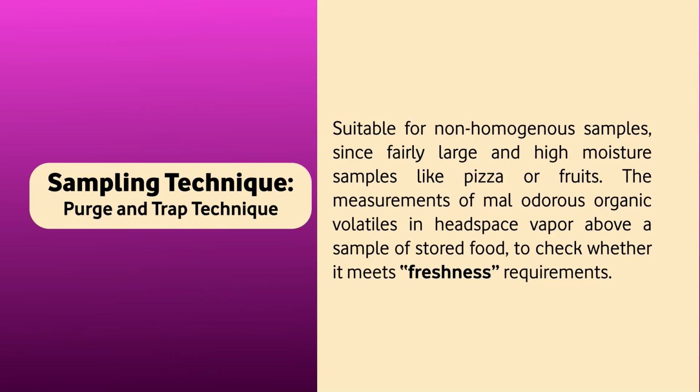Now, what is this method for? It is suitable for non-homogeneous samples. For example, large and high moisture samples like pizza or fruits, for the measurement of malodor due to organic volatiles, in order to find out whether the food is fresh or not, because fresh fruit will have a different odor. The fruit which is kept and has lost its vitality will have a different odor. So this is the sampling technique used for checking the freshness of the food product.